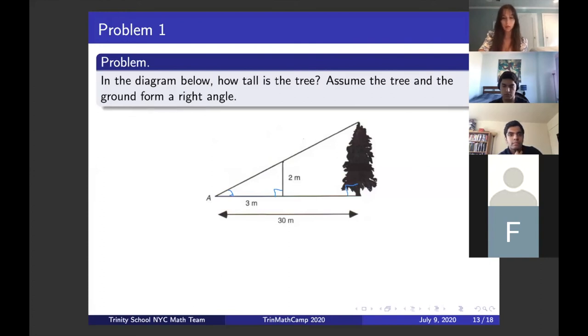It might be helpful to draw these two triangles separately. I'll just show them right here. This is not to scale, so don't touch my drawing.